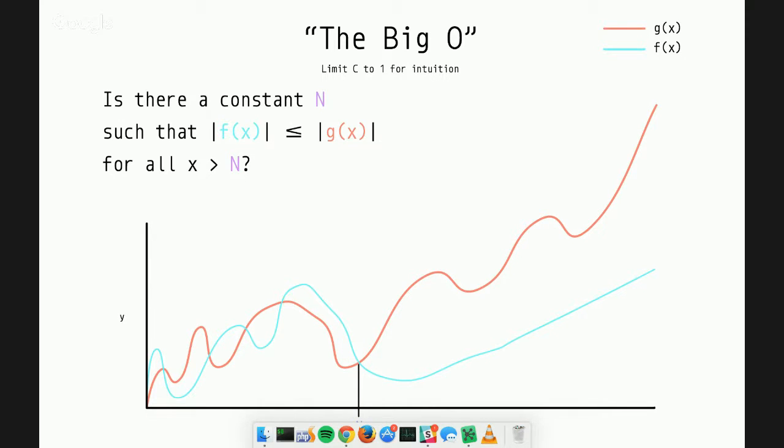So we just wanted to find some constant, some number, which happens to be right here, that every point after this one, and we're assuming that this trend sort of goes on to infinity implicitly, but at this point, f of x is always less than or equal to g of x.